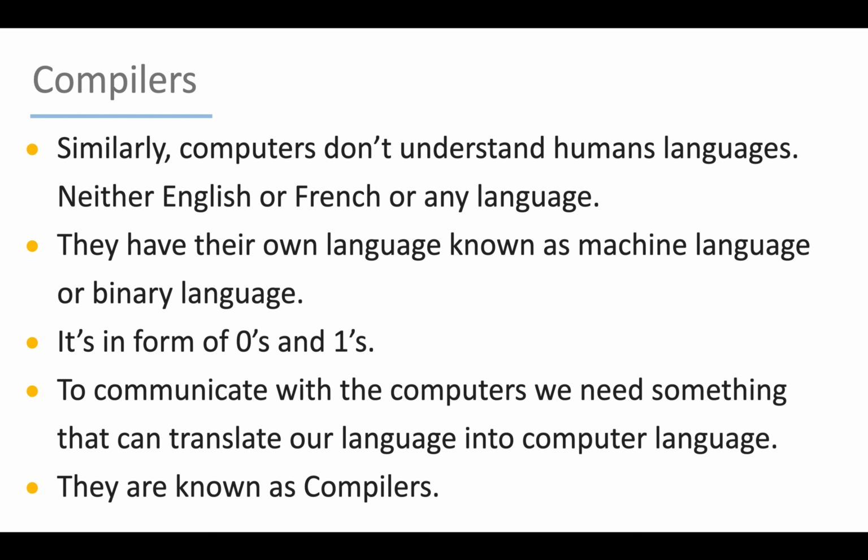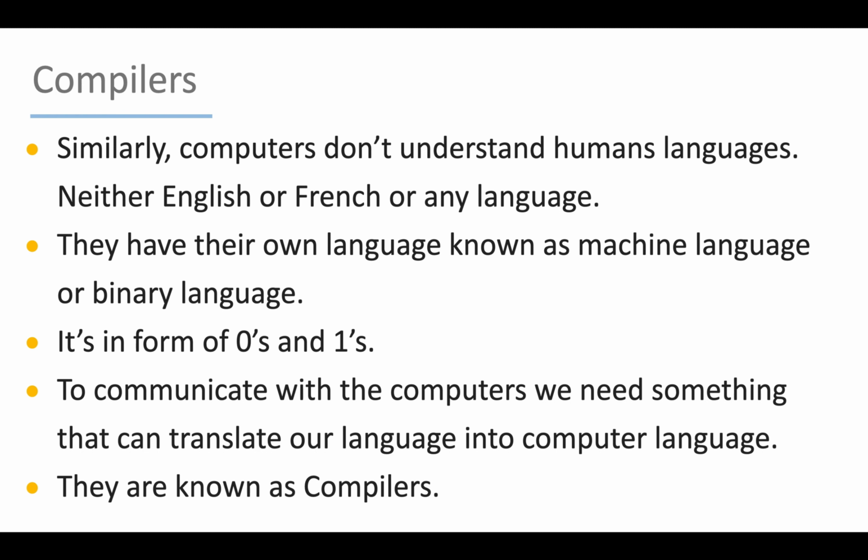Similarly, if we talk about computers, they don't understand human languages, neither English nor French nor any other language. They have their own language known as machine language or binary language. It's in the form of zeros and ones. So to communicate with computers, we need something that can translate our language into computer language. And that is known as a compiler.